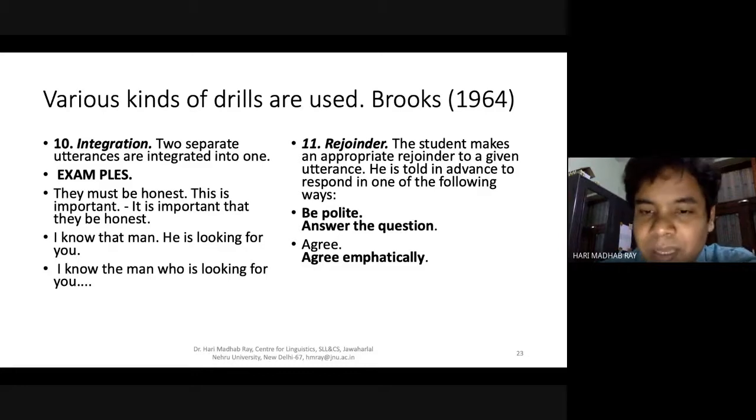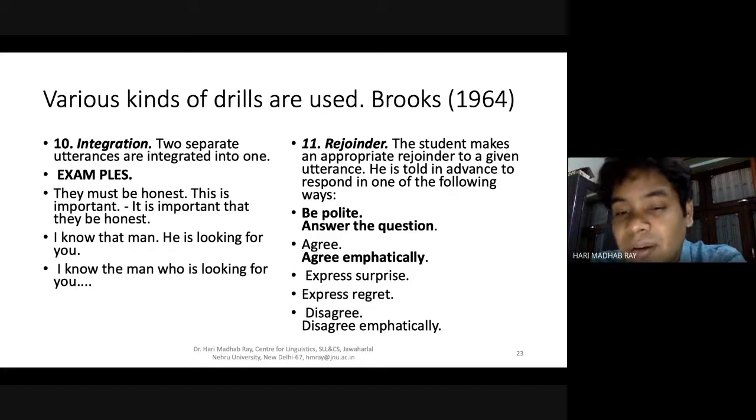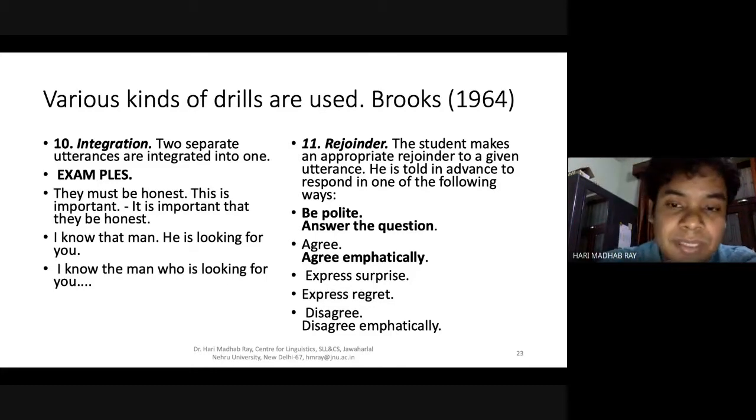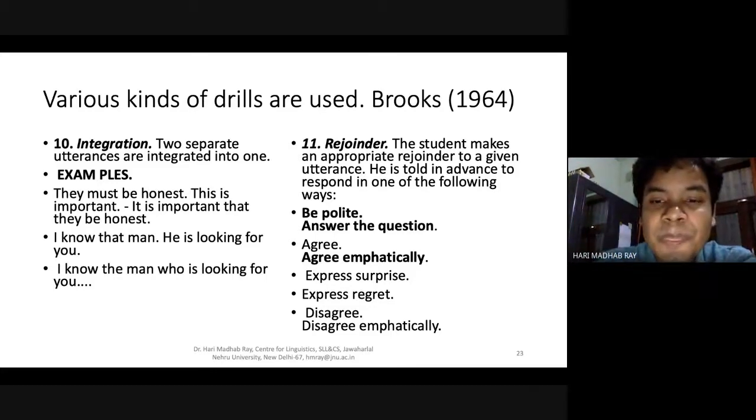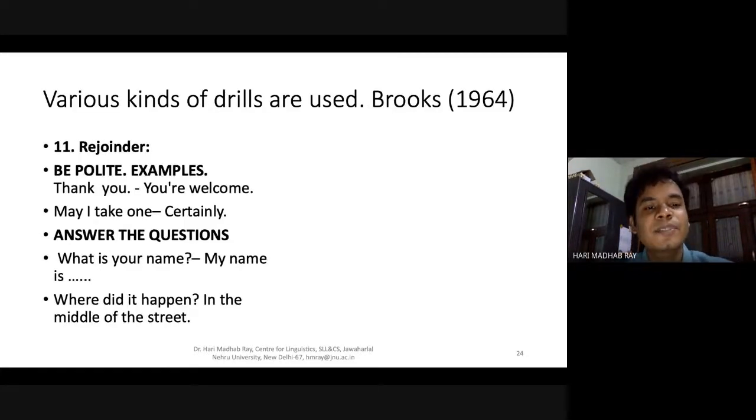And with your tone, not only tone, as well as the kind of expression of surprise for that matter. So how to express surprise, how to express regret. Let's say something you do not agree with, or disagree emphatically. For all that, what kind of language you need to use, and not only that, with expression also. So rejoinder is very interesting, as I was telling you, and Brooks talks about the rejoinder, the drill practices, and some of the examples.